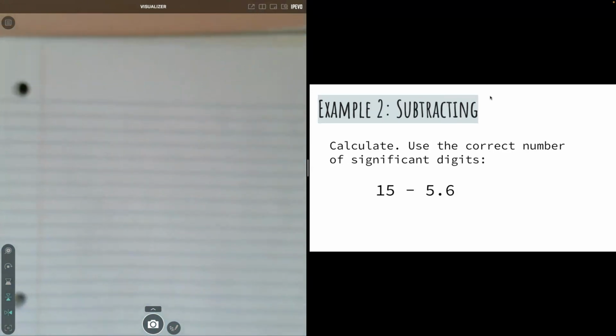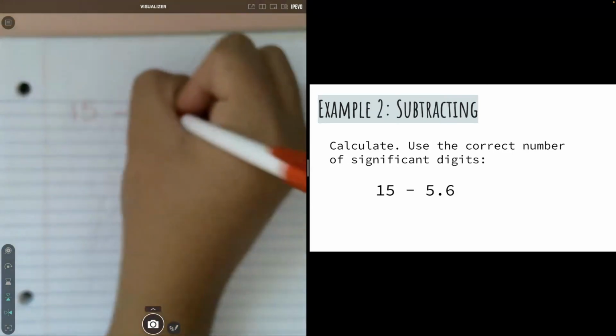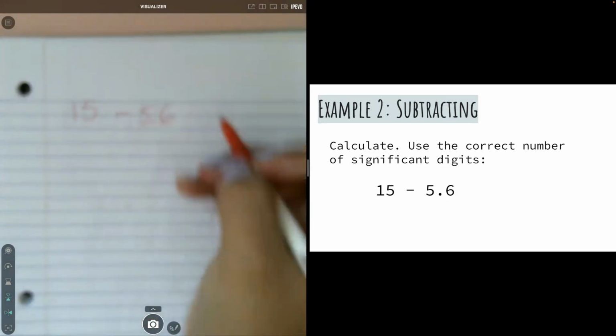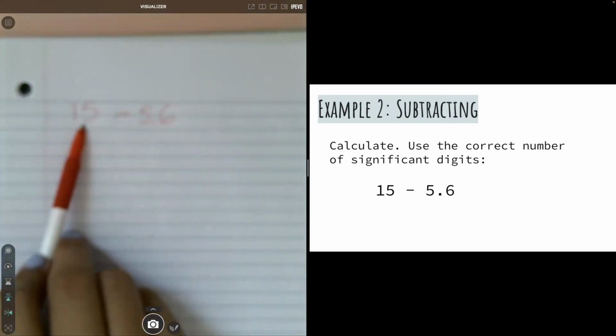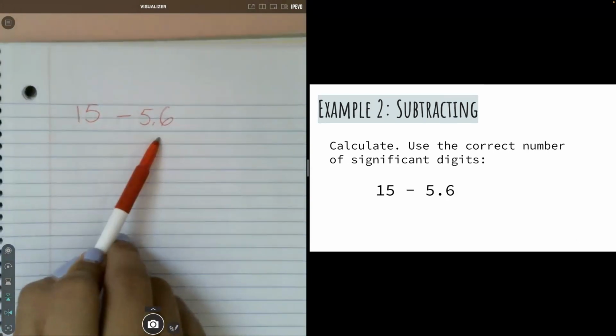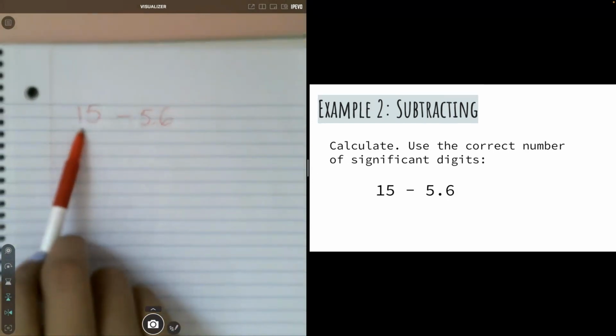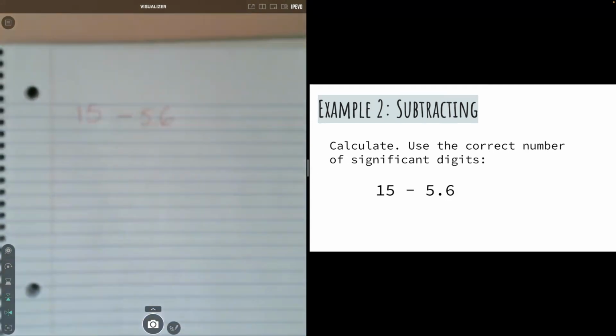For subtracting, it's the same thing. So 15 minus 5.6. Because this number here is a whole number, it has no decimal places, and this one has one decimal place. Our answer would have no decimals in it, just like the one with the least. All right, so answer has no decimals.